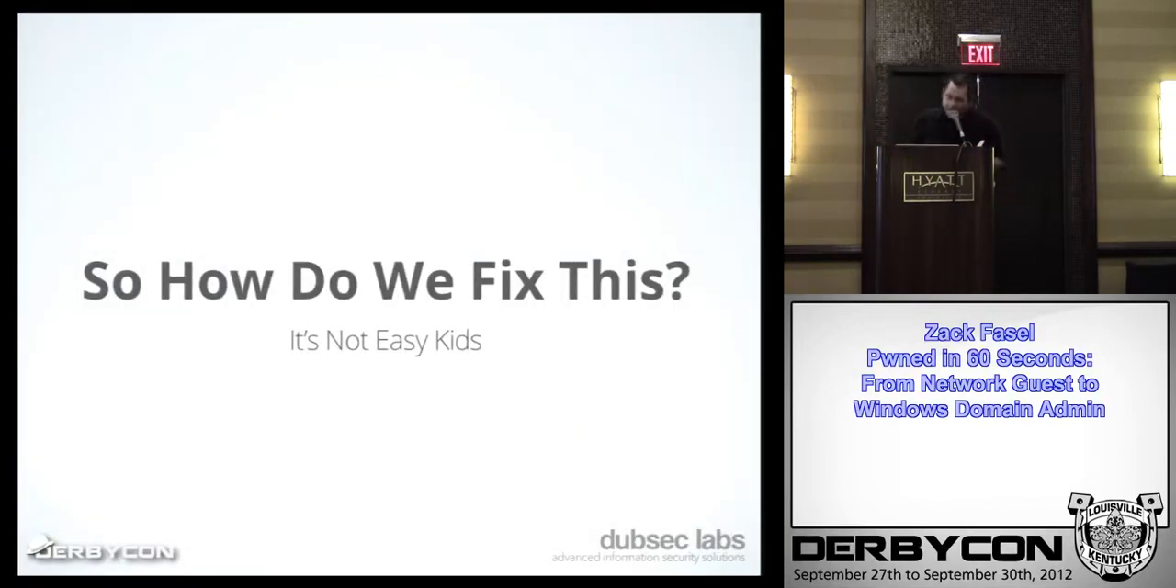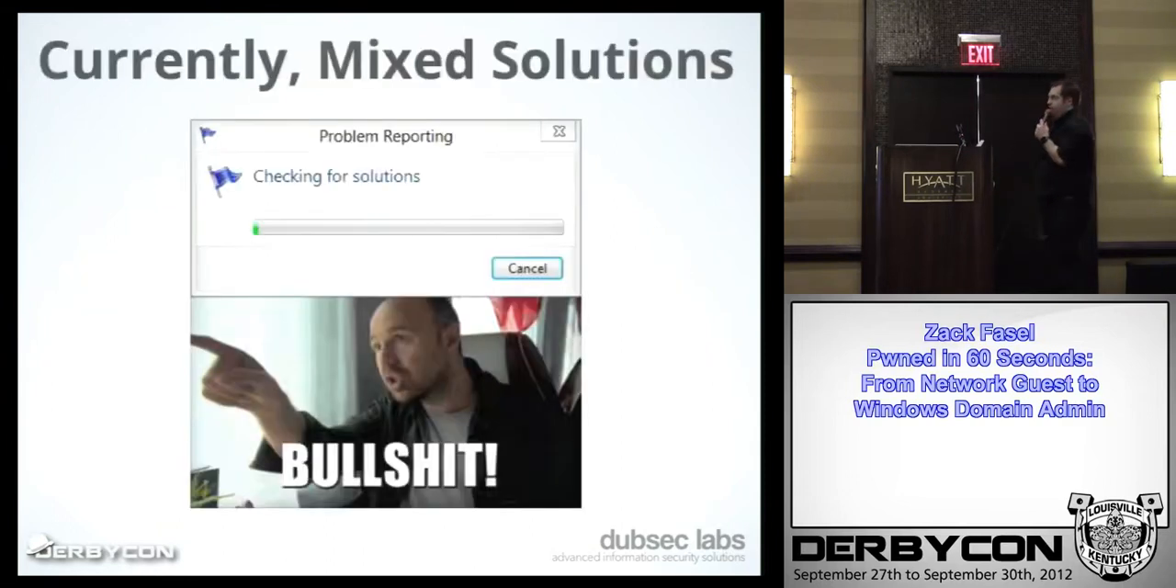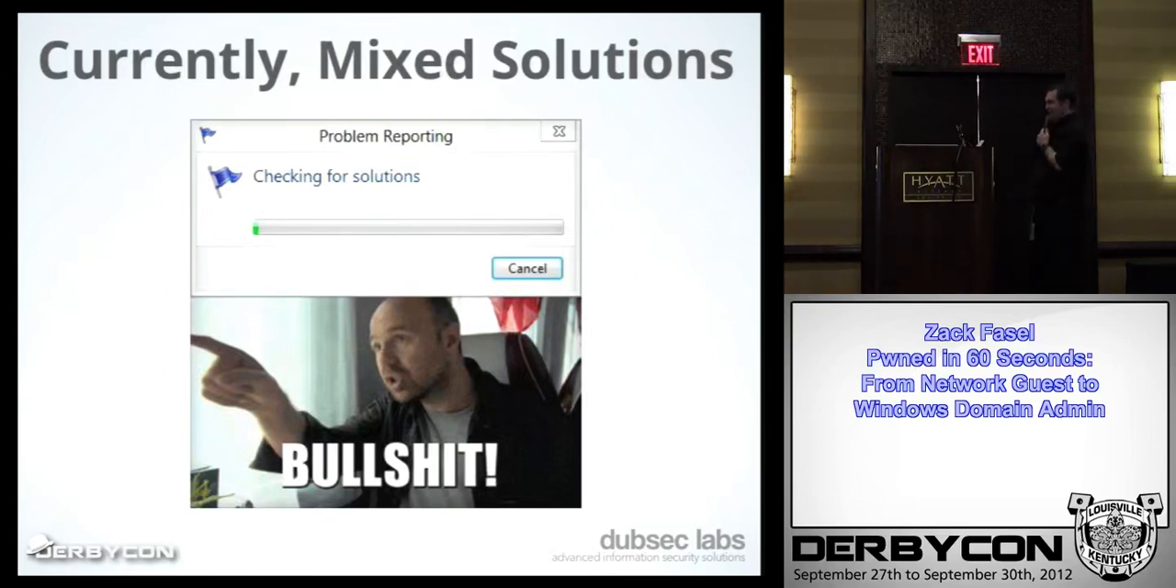So there's a demo. So how do we fix this? We're talking about doing this NTLM relaying and all this cool offensive security stuff. So how do we fix it? Well, there's a lot of people with mixed solutions. I saw this on Reddit the other day. I thought it was perfect.